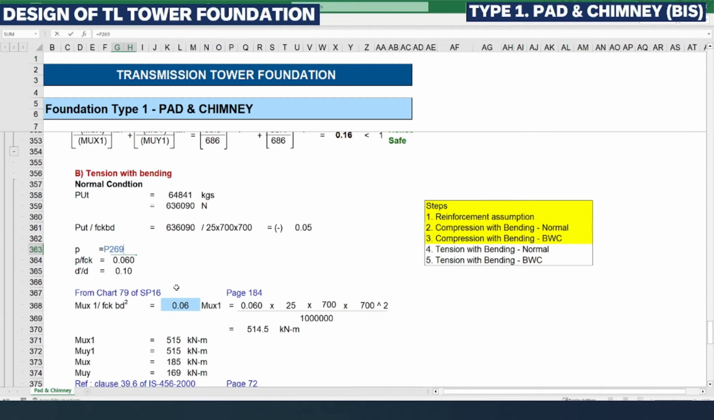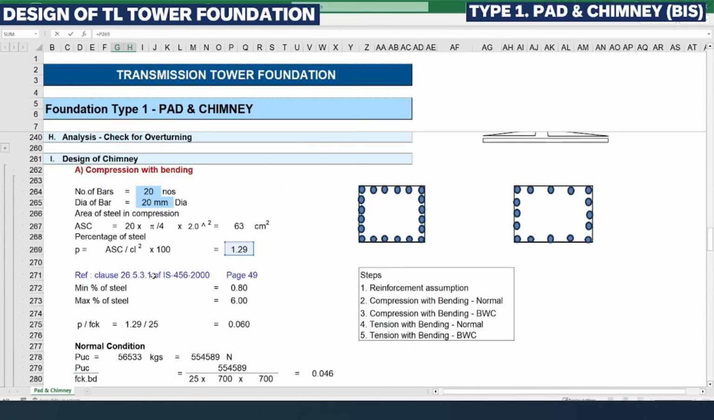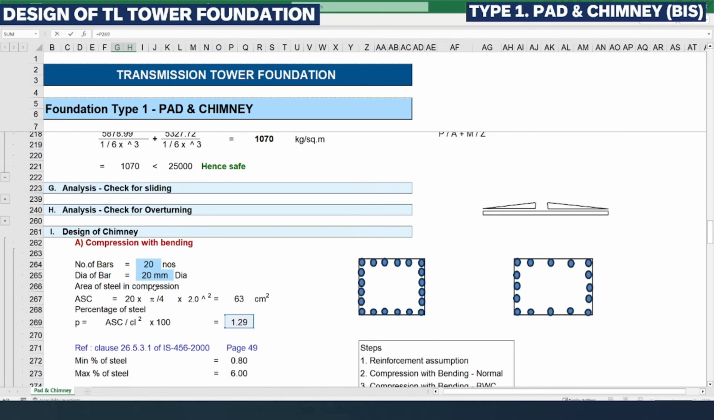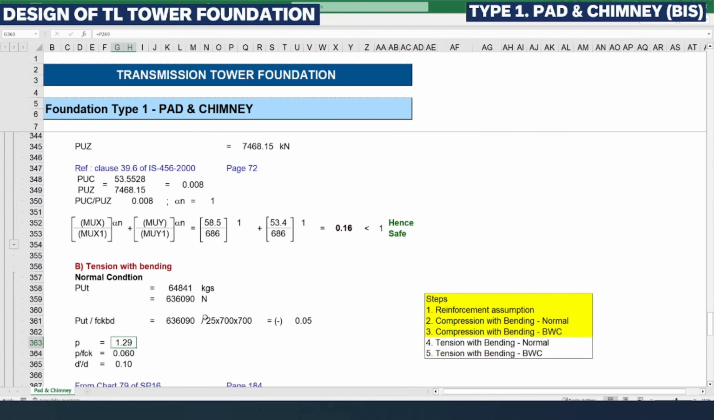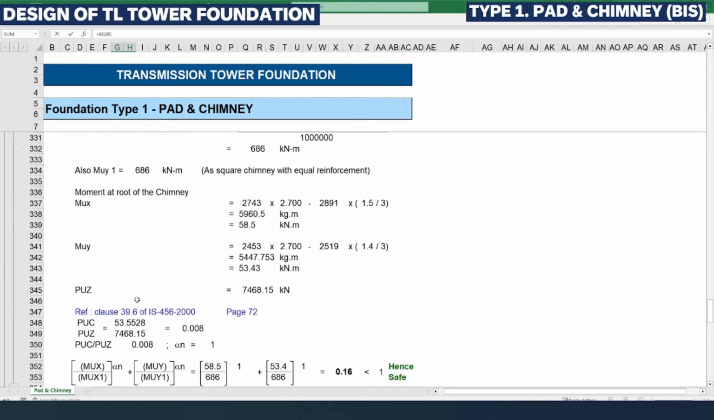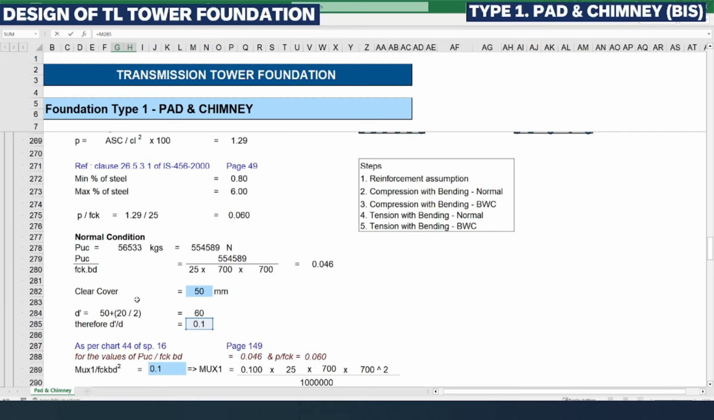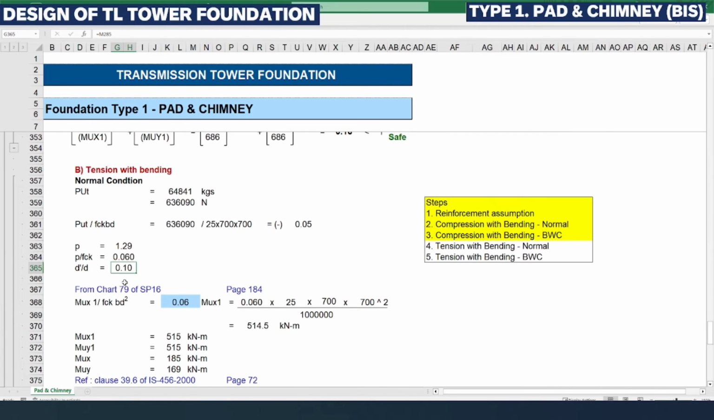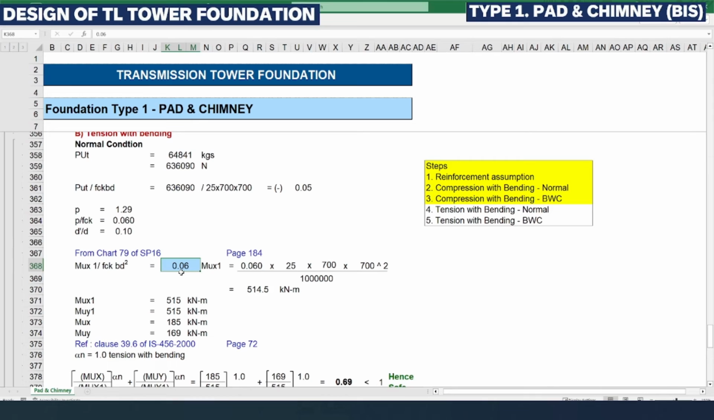and we know that P is 1.29. P is the percentage of reinforcement steel, which we had already calculated in the compression with bending before that. That is our first step which we had calculated, the reinforcement assumption. And P divided by FCK is nothing but 1.29 divided by 25. 25 megapascal is the characteristic strength of concrete, and D dash by D, which we had calculated earlier. So these are the requirements in order to find the value of MU by FCK BD square from the chart 79.